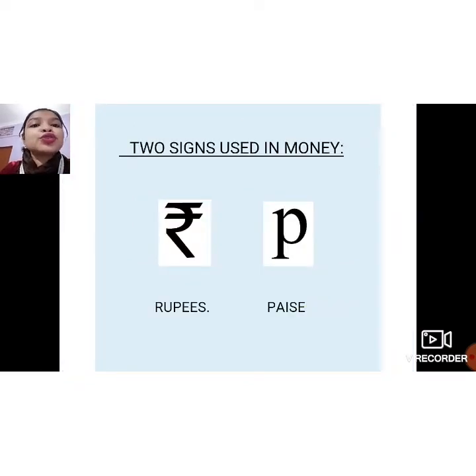Okay, so the two signs we are using in money are the rupees and paise. Money is written in two forms, rupees and paise. And children, when you are writing about money, or doing addition, subtraction, or any type of calculation, or converting from rupees to paise or paise to rupees, you should write in which amount you are writing. Suppose you are converting from rupees to paise. At the very end of the answer, you have to write a small p or paise, otherwise there will be deduction of marks. So you have to write the sign involved there.